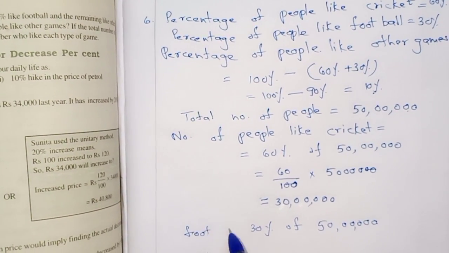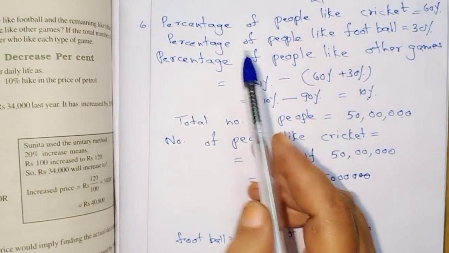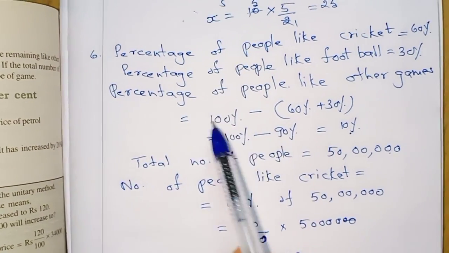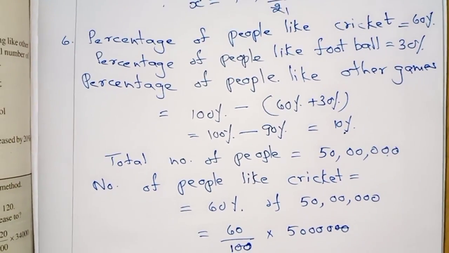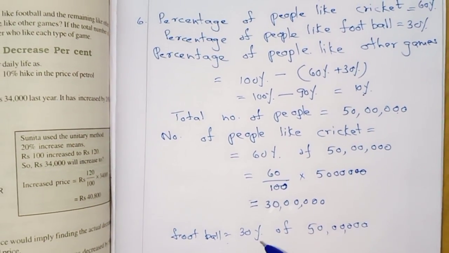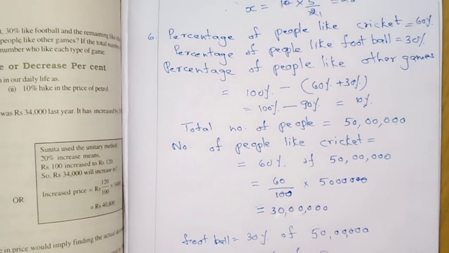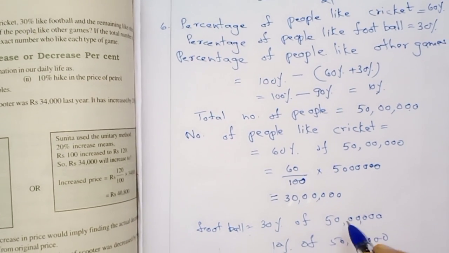I am not writing all the steps. So use the same method and find out the number of people who like football and also the number of people who like other games. The number of people who like football is 30% of 50 lakhs. In the same way, the number of people who like other games is 10% of 50 lakh. If you simplify and solve, you will get the answer.